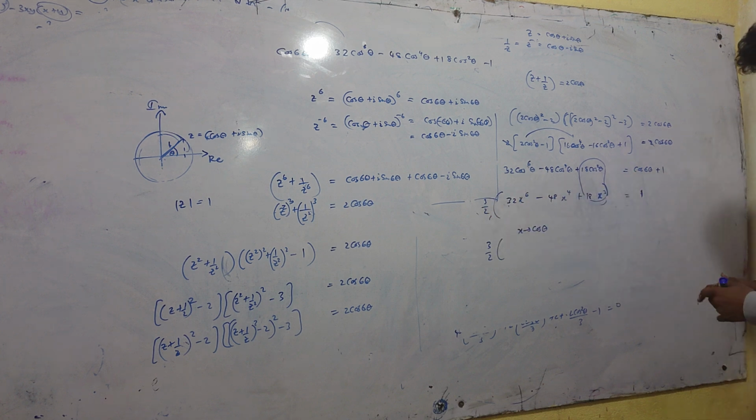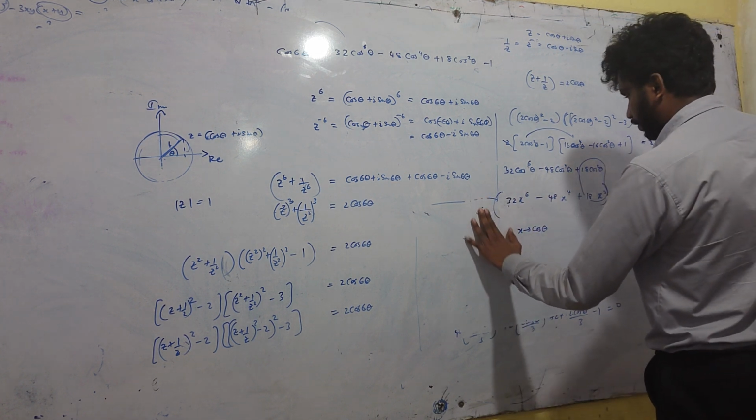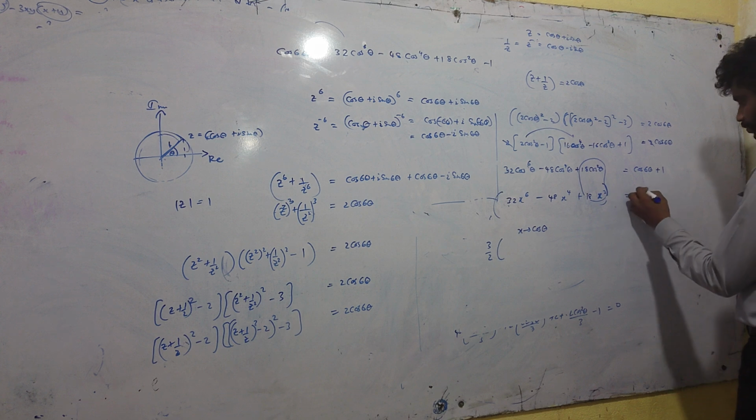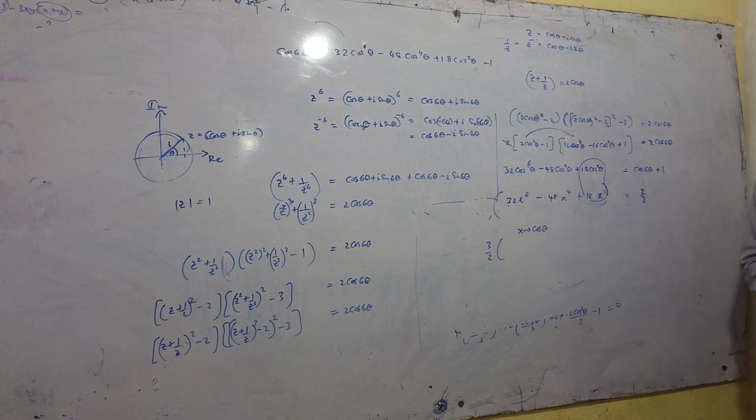You can cross multiply that. Yeah, just solve it for 2 over 3. This becomes 2 over 3. Now solve this for that.